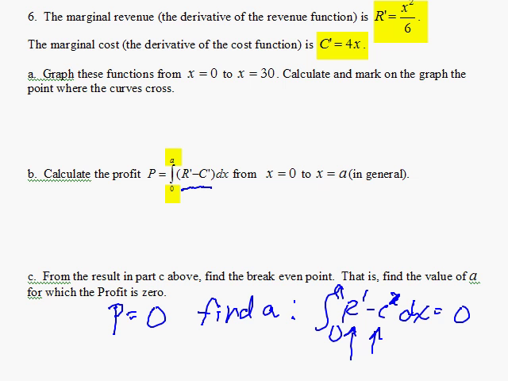So again, I'm taking the area between these curves. In this case, I'm looking at r prime minus c prime. I'm integrating in general up to some point a. I want to find the value of a such that p is 0. That is the break-even point. So you can see this is very similar to the two racing cars or the car racing against the plane.